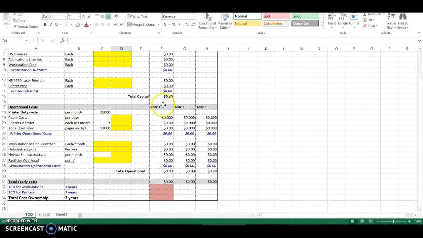So you can see in the second column under the operational costs, I have year 1, year 2, and year 3. Because this is a 3-year life cycle, we have to consider that when we consider total cost of ownership, which is something that your book also covers, is the total life cycle of the equipment that you're purchasing.